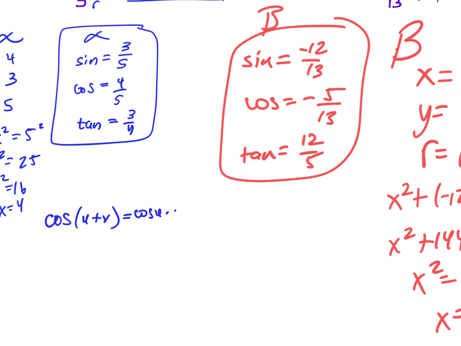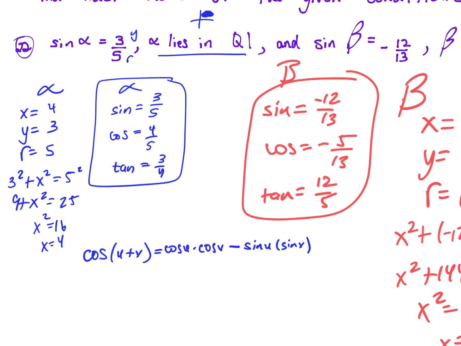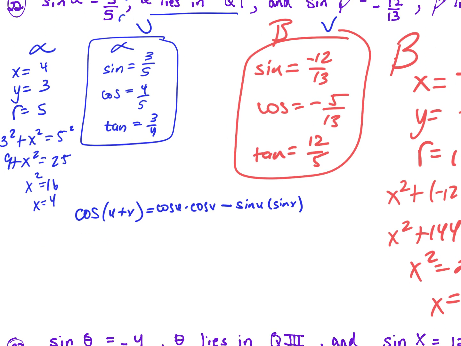Cosine u times cosine v minus sine u times sine v. All right, this is my U, this is my V. You can call it alpha, beta, whatever. So now let's fill in. What is the cosine of U? 4 over 5. And what is the cosine of V? Negative 5 over 13. Agreed? Minus, what's the sine of U? 3 over 5. Times the sine of V, negative 12 over 13.